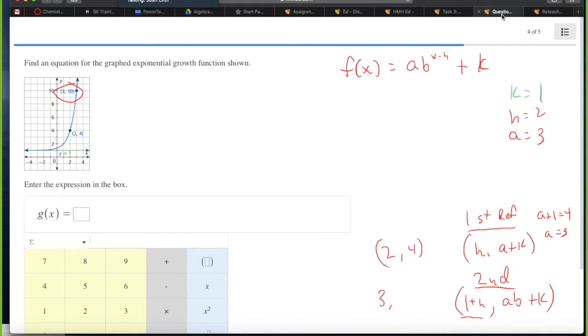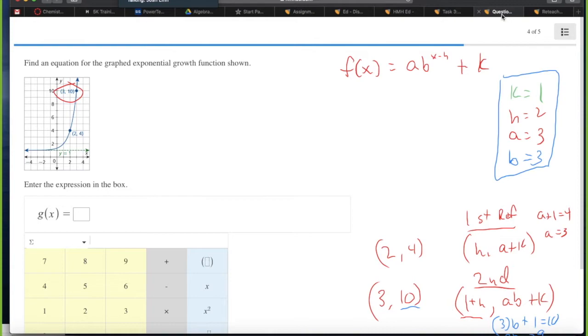So now we can do this with this 10 right here. We know a, 3 times b plus 1 equals 10. So then 3b equals 9, then 9 divided by 3. So we can say our b equals 3.